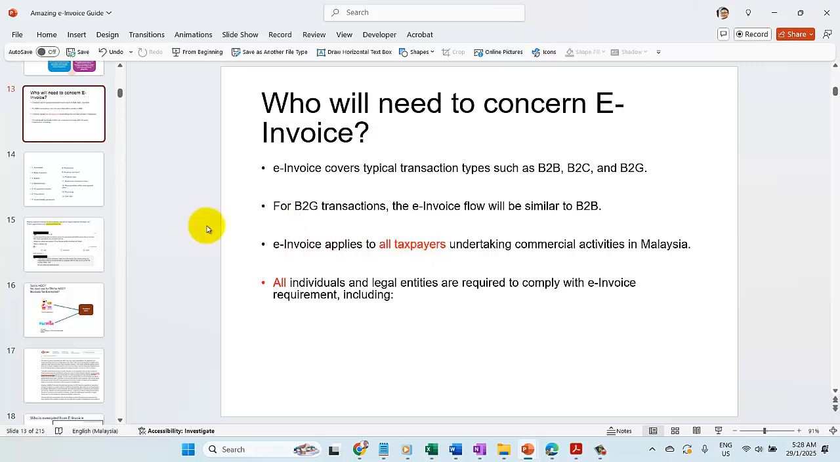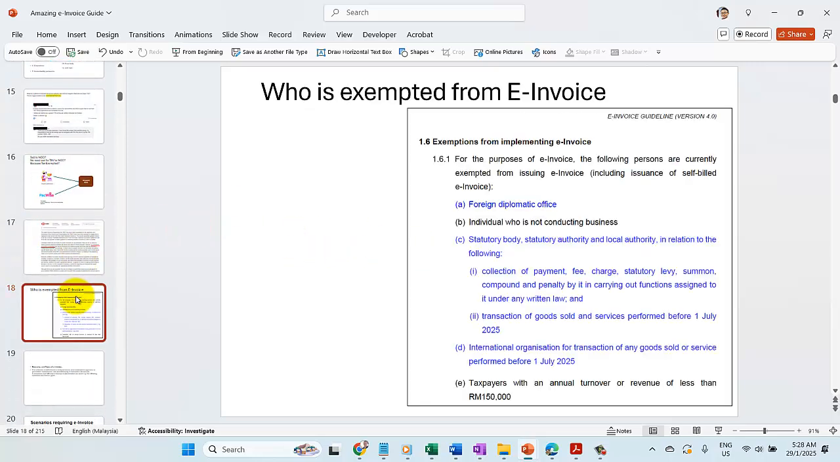So who is not covered? According to the IRB e-invoice guideline, these are the only exemptions: foreign diplomats, individuals who are not conducting business, statutory bodies, international organizations, and taxpayers whose annual turnover is less than 150,000. These are the taxpayers that do not need to issue e-invoice. NGOs are not listed here as exempt from issuing e-invoice. So therefore, yes, they need.